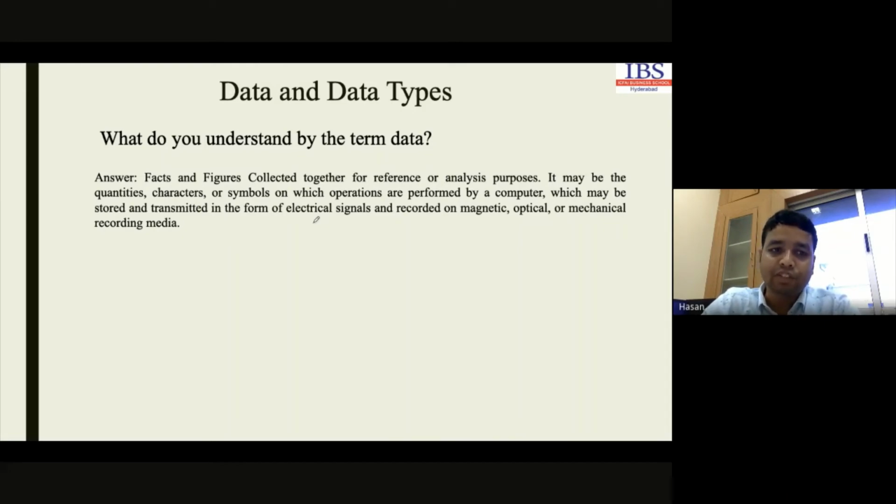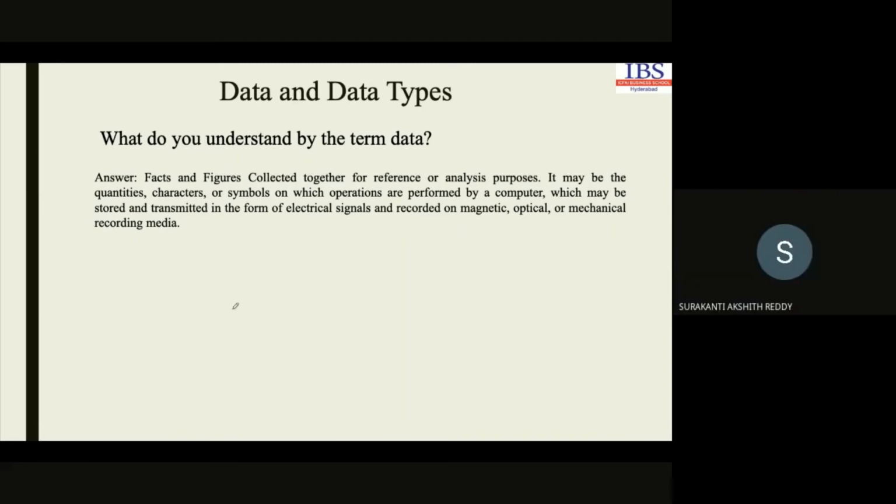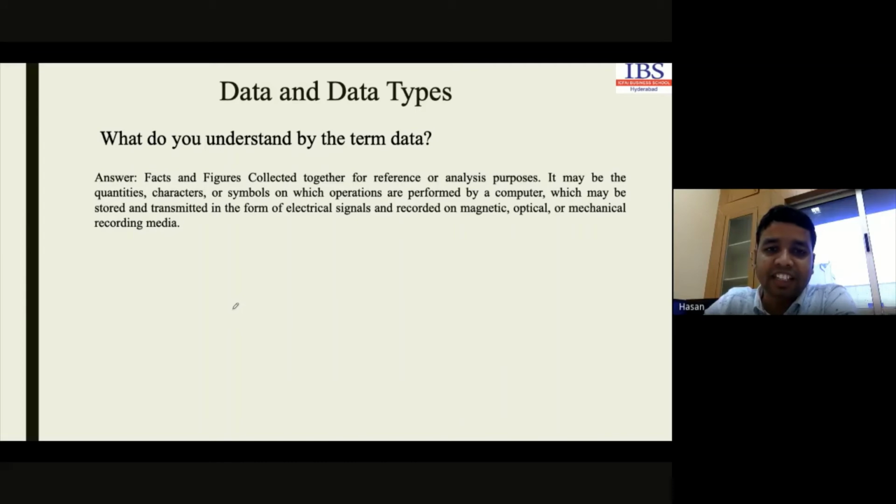It may be quantities, characteristics, or symbols on which operations are performed on a computer, maybe manually also, which may be stored and transmitted in the form of electrical signals or recorded on magnetic, optical, or mechanical recording media. So this is data. Data may be of different kinds.